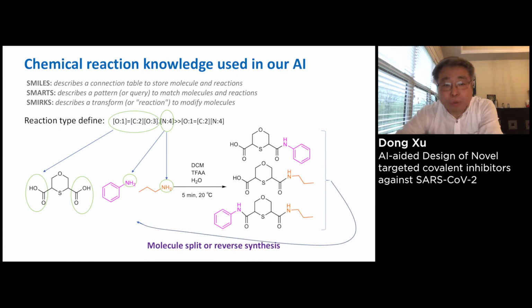So the way to do it is to use existing chemical knowledge. They are represented by SMILES, SMARTS, and SMIRCs for chemical reactions. The idea is the following.